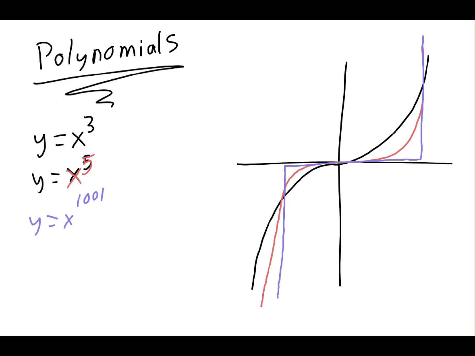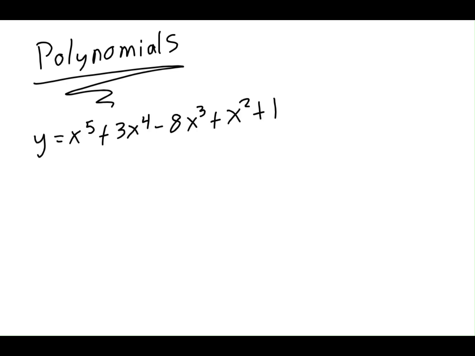So now we kind of know how to graph a polynomial, or at least these very simple ones. But what do you do if it's a mixture between other polynomials? For example, this polynomial. We have x to the fifth plus 3x to the fourth minus 8x cubed plus x squared plus 1. Oof, that's nasty, right? What does that graph look like?